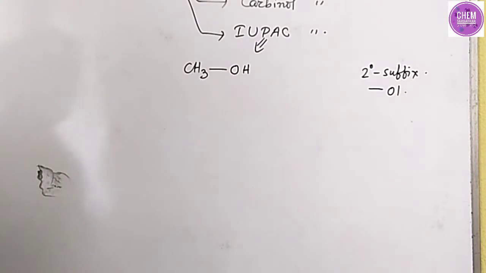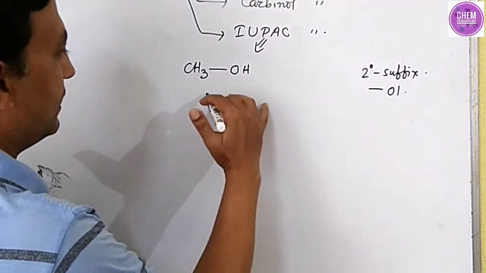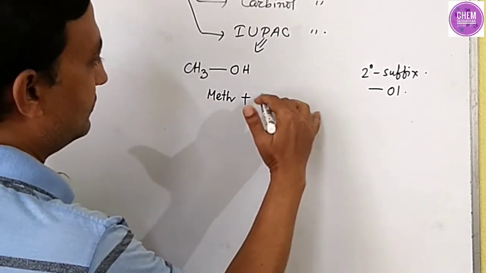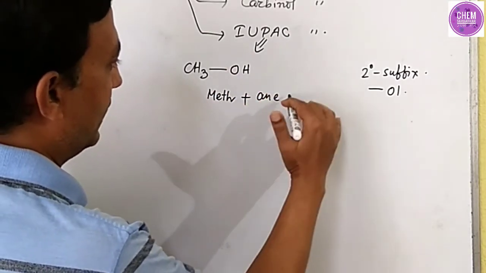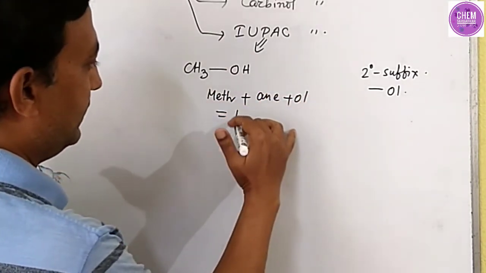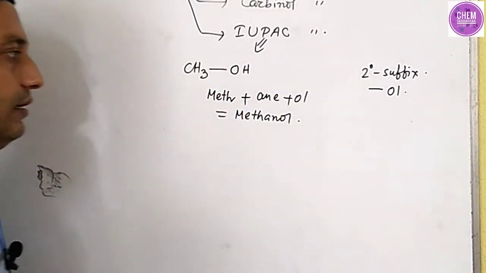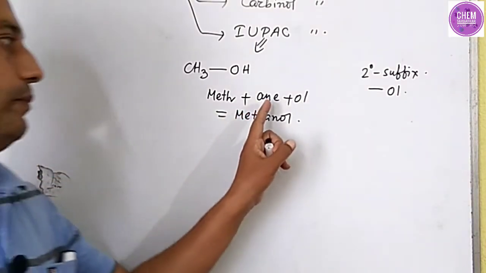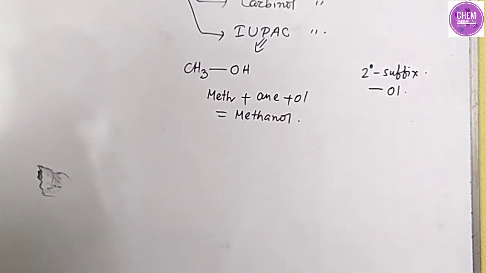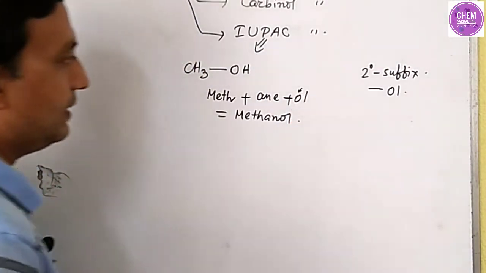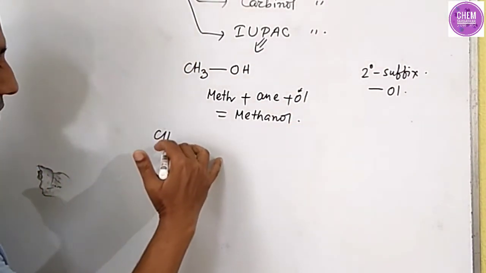Alcohol, that means -ol. Now one carbon atom is present, so the word root becomes meth, and the system is saturated, so an plus ol means methanol. Here the e of the primary suffix is dropped due to the vowel present in the secondary suffix.